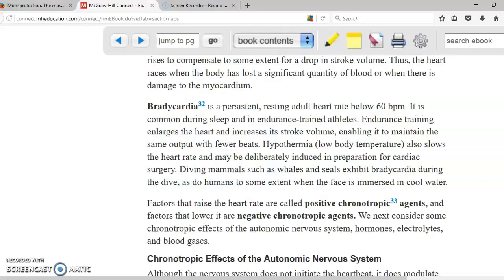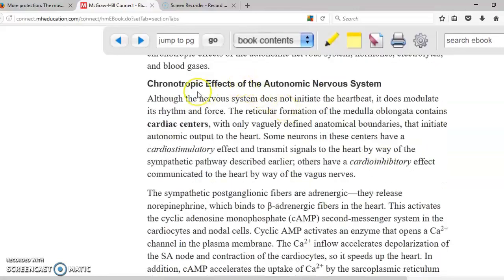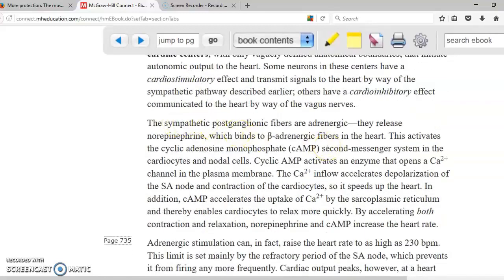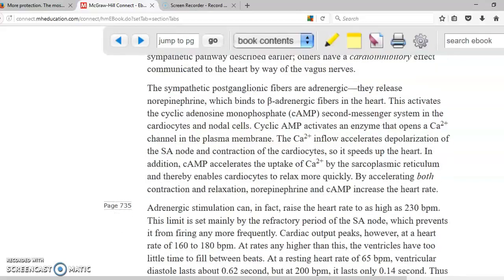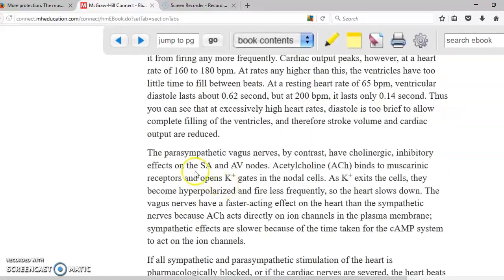Okay, and those things are controlled by what? By your brain. What part of your brain? The autonomic nervous system. And that's why it says in here, chronotropic effects of the autonomic nervous system. We know that the autonomic nervous system is divided basically in sympathetic and parasympathetic. Sympathetic is faster, parasympathetic is going to be slower. So when your heart is beating faster, it is because the sympathetic is making your heart rate increase. And when your heart is beating slower, it's going to be the parasympathetic through the vagus nerve.